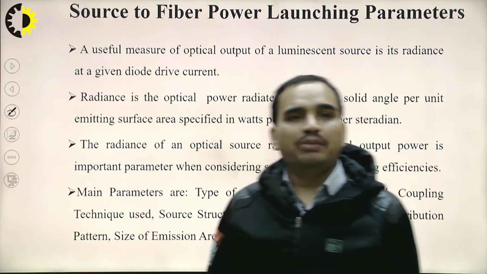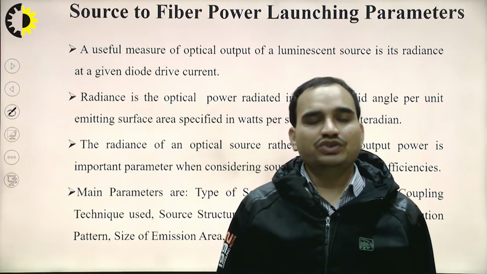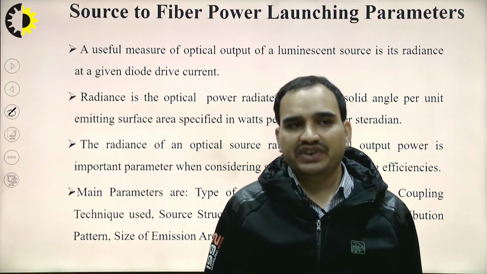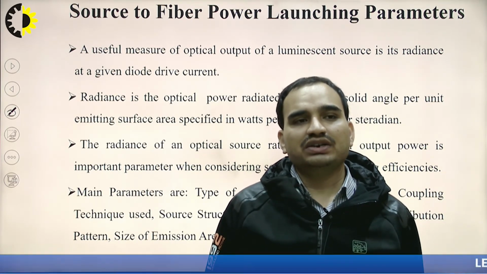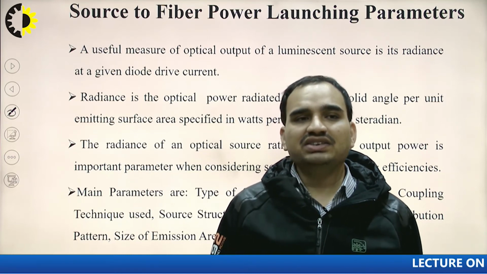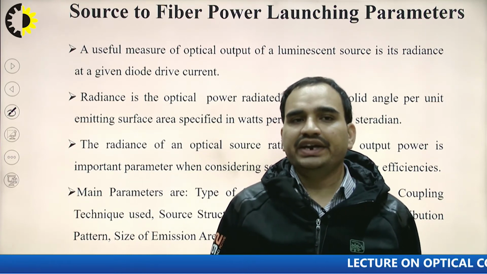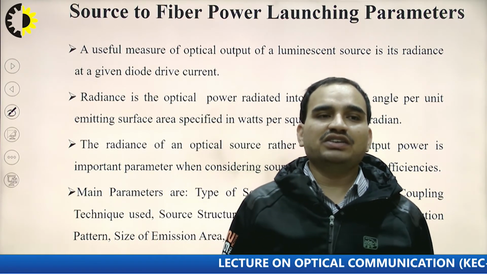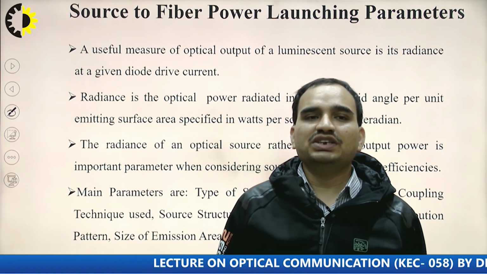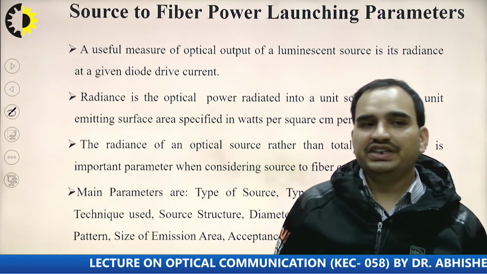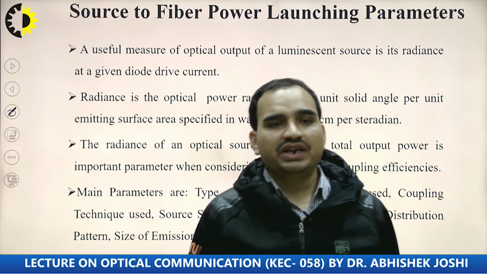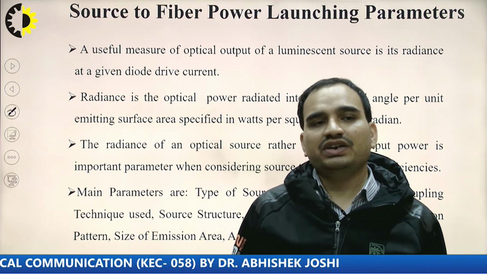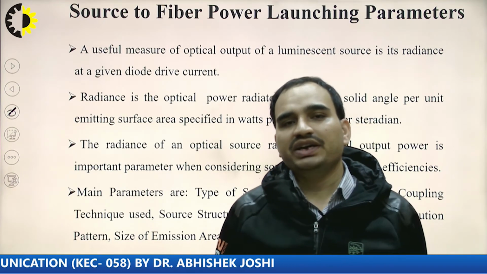So, source to fiber power launching parameters. A useful measure of the optical output of a luminescent source is its radiance. At a given diode drive current, radiance is the optical power radiated into the unit solid angle per unit emitting surface area, specified in watts per square centimeter per steradian. The radiance of an optical source, rather than the total output power, is an important parameter when considering the source to fiber coupling efficiencies.